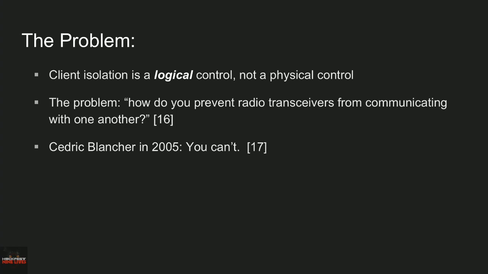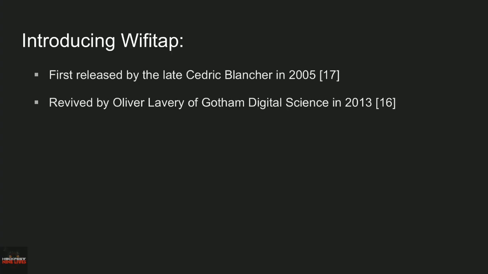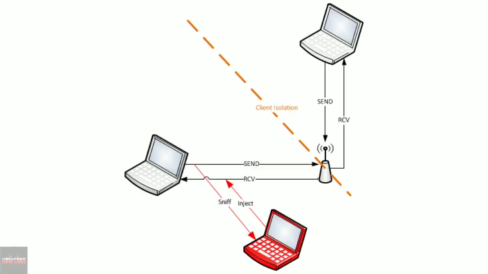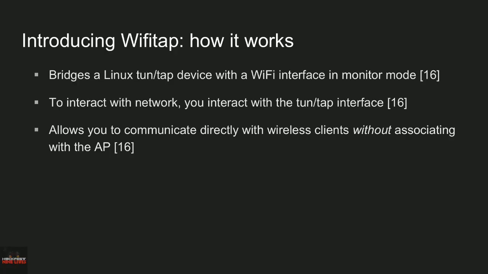And this was a point that was really seized upon by a researcher named Cedric Blanchard in 2005. He introduced this really cool tool called Wi-Fi tap, which was later revived by Oliver Lavery of GDS, way before my time there. Essentially, it reads packets from the victim to the AP using a Wi-Fi interface in monitor mode and injects responses to those packets as if they came from the AP. This allows Wi-Fi tap to bypass client isolation and furthermore communicate with devices on an open network without actually being associated with that network in the first place. So that kind of blows the whole client isolation thing out of the water.